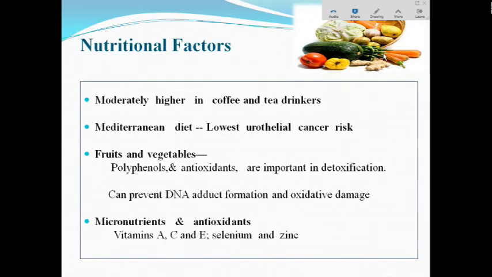So what are the nutritional factors? Slightly higher incidence in coffee and tea drinkers. The Mediterranean diet has low risk of urothelial cancer. Fruits and vegetables help in detoxification because they have polyphenols and antioxidants. And micronutrients and antioxidants like vitamin A, C, E, selenium, zinc have been shown to decrease the risk of developing transitional cell malignancy.